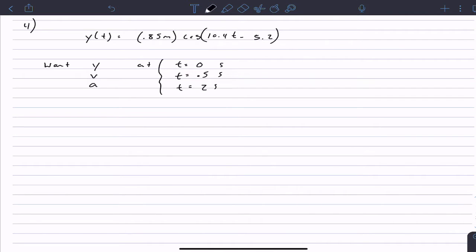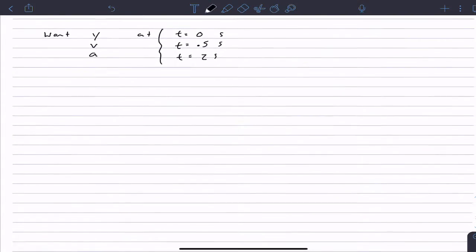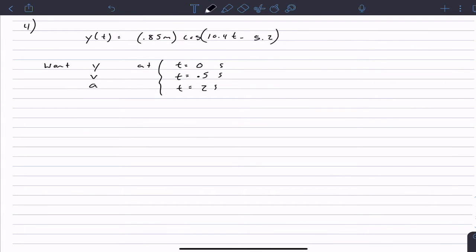So first thing we need to do before we can plug these in and just start going is we actually have to find v and a, right? So dy of t dt, it's not a vector, is equal to v of t is equal to 10.4 times 0.85 meters. This is negative sine 10.4 t minus 5.2.